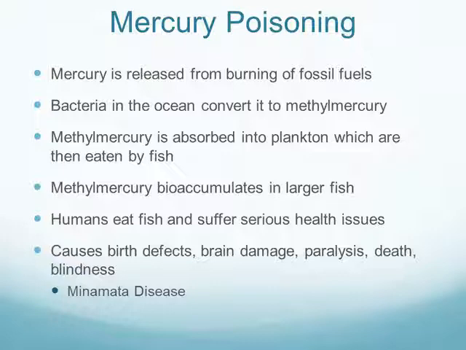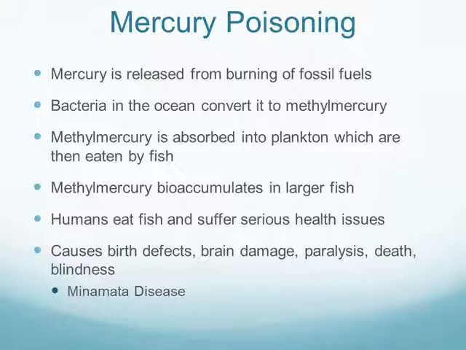Another type of pollution in the ocean is mercury. Mercury is released into the atmosphere or the environment when you burn fossil fuels, so oil and petroleum. And when elemental mercury gets into the ocean, bacteria converts it into methyl mercury, which then is absorbed by the plankton, and the plankton are then eaten by the fish, and then humans eat the fish, and we become poisoned by the mercury.